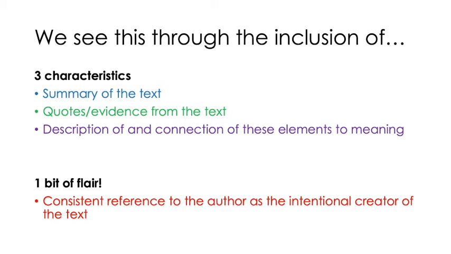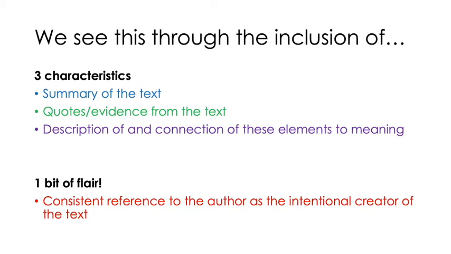Blue represents a summary of the text. Your goal is not to summarize the story. Your goal is not to tell me what happened in the book. I've already read the book, so don't tell me anything I don't already know. That being said, you do need to create a connection with what you are trying to show and what happened in the book. So it's not about retelling the story, but it is about connecting what happened in the story with the point that you want to make.